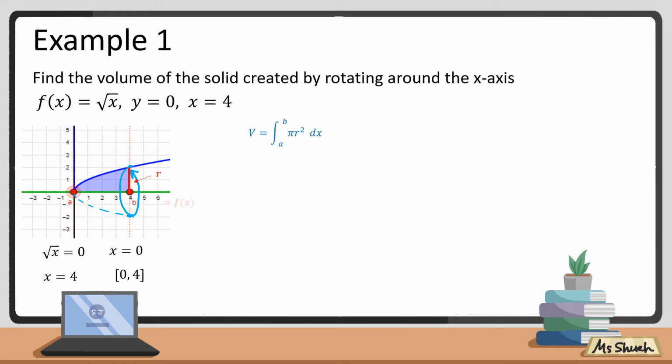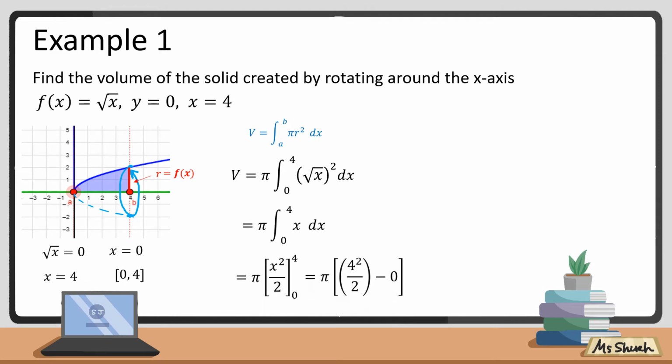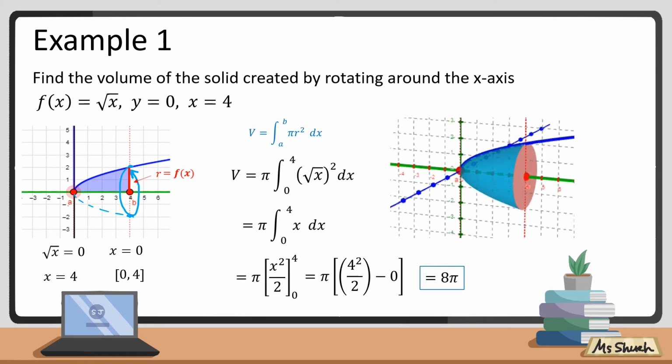Okay, so let's go ahead and pull out the formula. We know that our radius is represented by f of x, so go ahead and pass in f of x into our formula. Simplify, integrate, and evaluate. The volume of the solid equals a pi. And here is our beautifully rendered 3D solid.